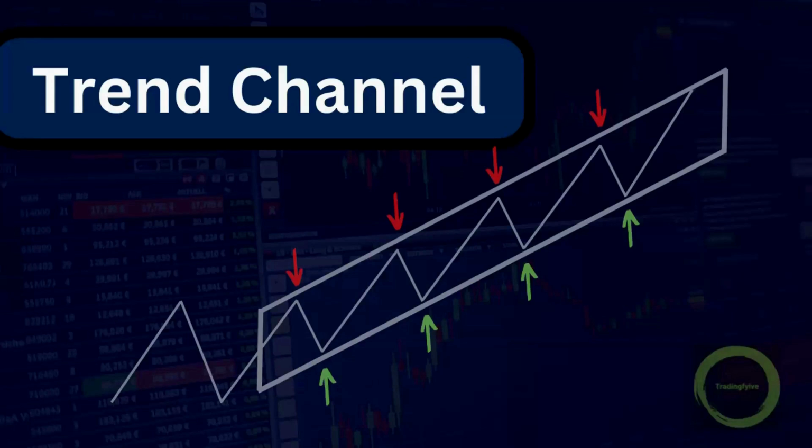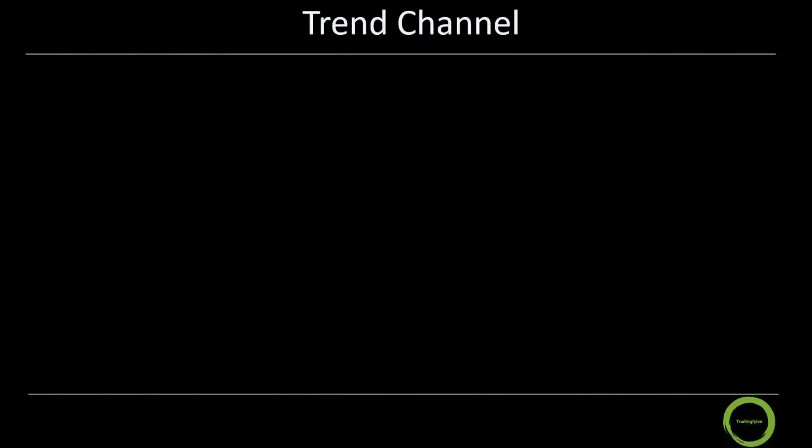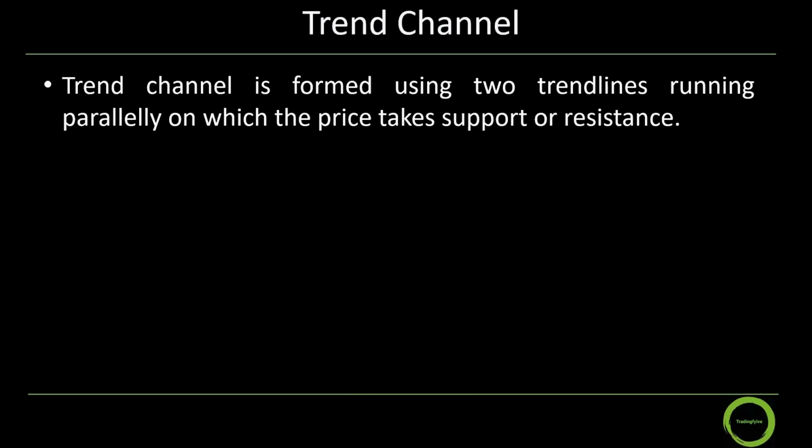Okay, so let's start with what is trend channel. Trend channel is formed using two trend lines which are more or less running parallel and on which the price takes support or resistance. So it is a tool formed out of two trend lines which are almost parallel to each other, and the price takes support and resistance inside those trend lines.